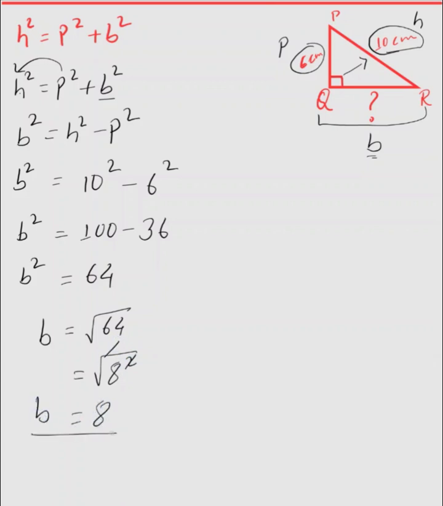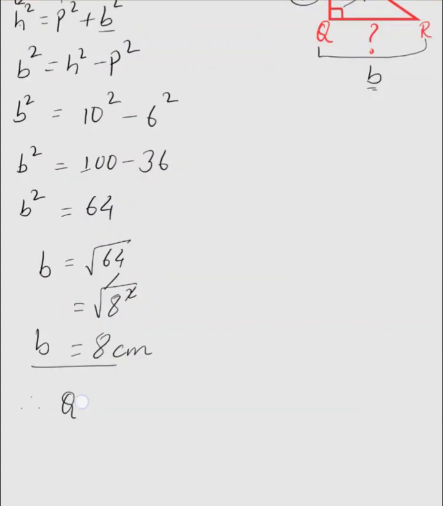No need to write centimeter, meter or anything if it's not given here. If it's given, like centimeter, then you need to write centimeter here. It is 8 centimeter. Therefore QR is equal to 8 centimeter. This is the answer.